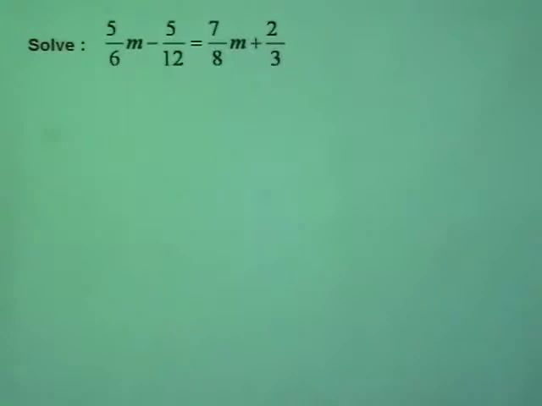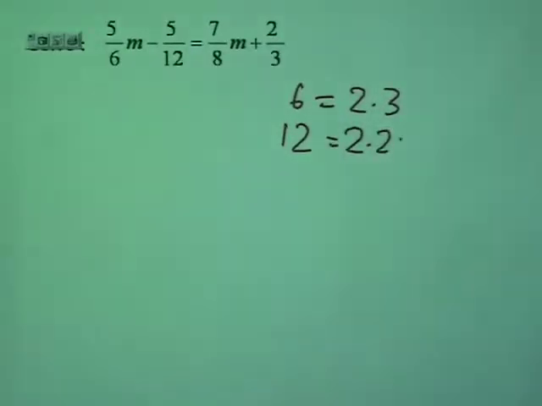Well, I give you a method for finding the LCD. Factor these numbers. Look at this now. 6 equal to 2 times 3. 12 equal to 2 times 2 times 3.